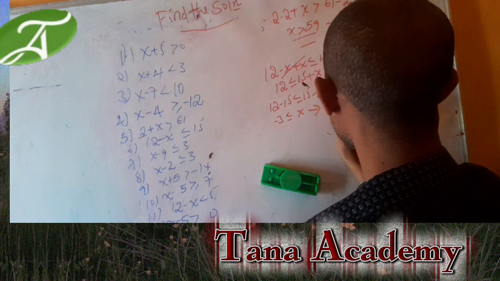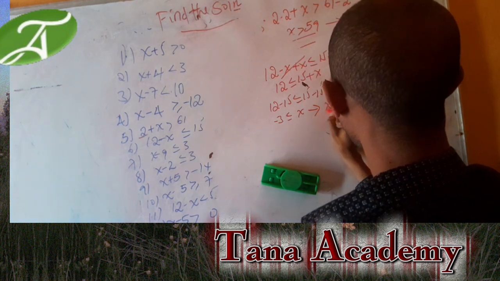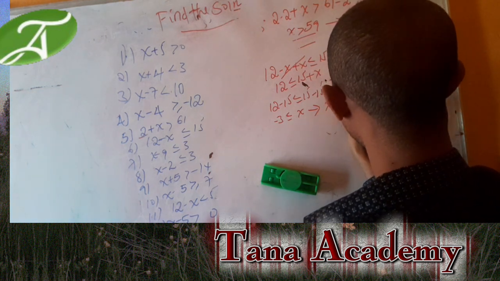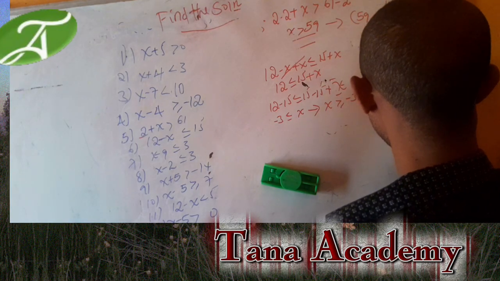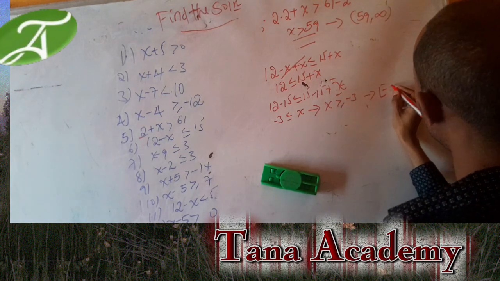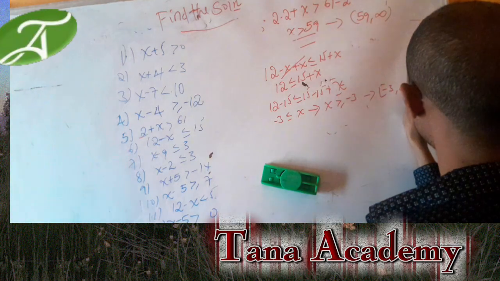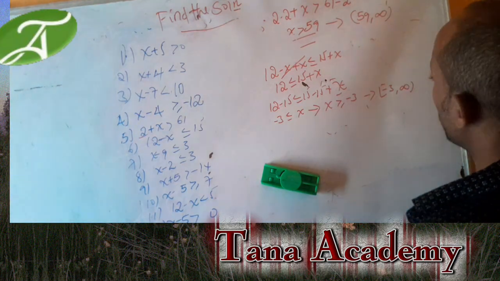This means that x greater than or equal to negative 3. This shows that in interval form, closed interval minus 3, comma, positive infinity.